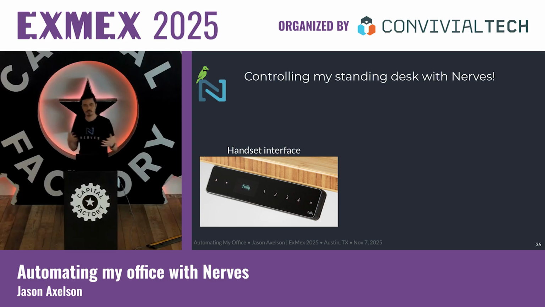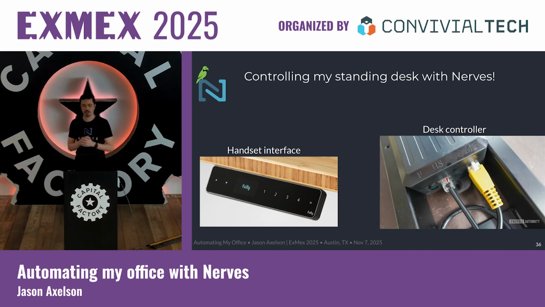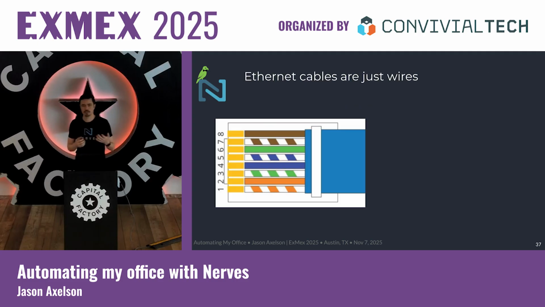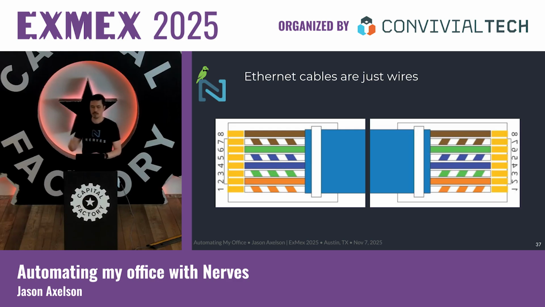There are two main pieces to the standing desk that are of interest here. There is that handset interface, where you can control it, and then there's the desk controller, which is what actually moves the motors itself. They talk over an Ethernet cable that has an RJ45 jack. But very importantly, the signals on this cable are not actually Ethernet. When you look at it, Ethernet cables are just wires, or a bundle of wires. You have the 8 pins, and they're connected on one side, and the same 8 pins matching those same colors are connected on the other side.